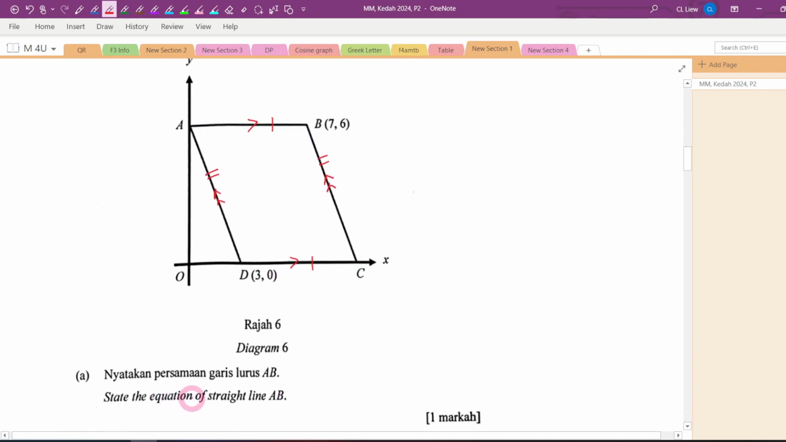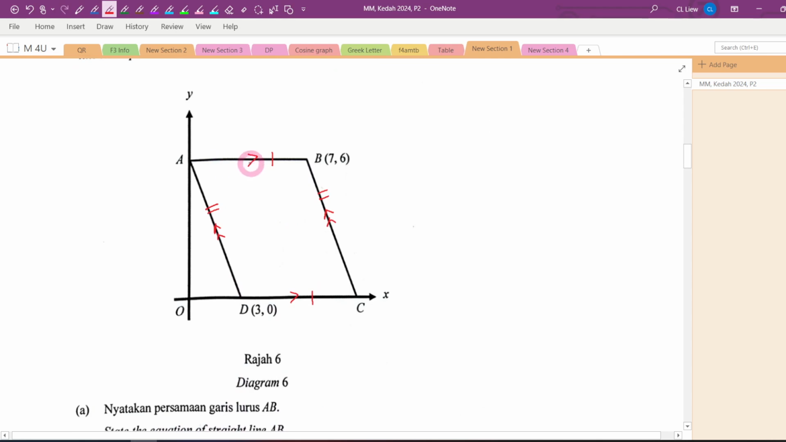Now we want to say the equation of the straight line AB. This is a horizontal line, right? Y equal to something. So what's the value here? When you look at the coordinate given here, 7, 6, it means that here is actually 6, right? So the equation of the straight line AB is very simple. You don't have to calculate. Just by looking at this diagram, you know y is equal to 6.